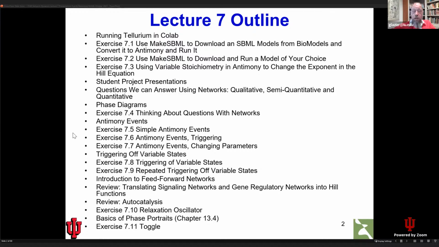We'll talk, I hope, about Antimony events, which are a simple tool in Antimony that's quite useful when things happen discretely rather than as dynamics. And then we'll see whether we're able to get to some motif analysis as well.